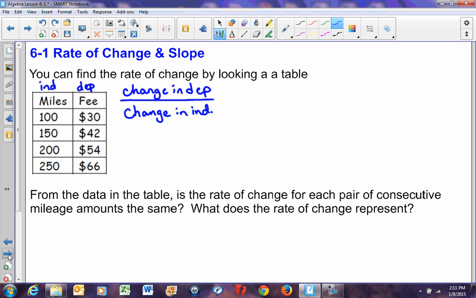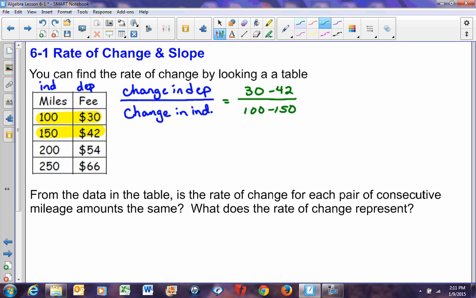So the first thing I'm going to do is look at my dependent and independent variables, and I'm going to look at them in pairs. Here's one pair. I'm going to look at this pair of numbers and see how the dependent variable changes and how the independent variable changes. To figure this out, I'm simply going to look at the dependent variable. I have 30 and 42. So if I was to look at how they changed, I could say 30 minus 42. And the independent variable changes as 100 minus 150.